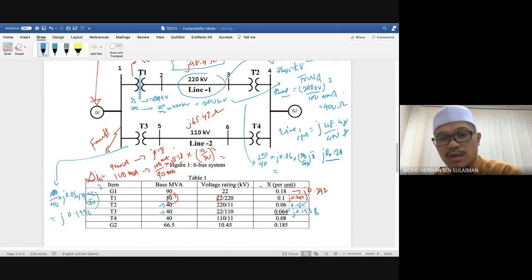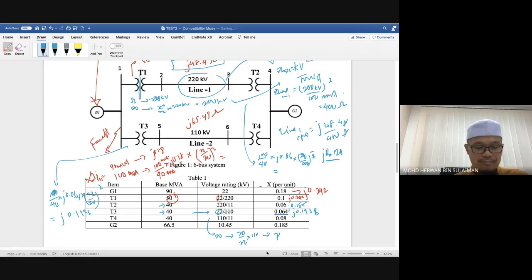Dan line ni pula. So line ni sama. Cuma kat sini you tengok voltage ni ada trik juga. Voltage dia 22 naik 110 kan. So you tukar sekarang ni 20 naik ke. So 20 bagi dengan 22 darab dengan 110. Berapa dapat? 20 bagi 22 darab 110. So dapat 100 kV. So base voltage dekat sini ialah 100 kV.